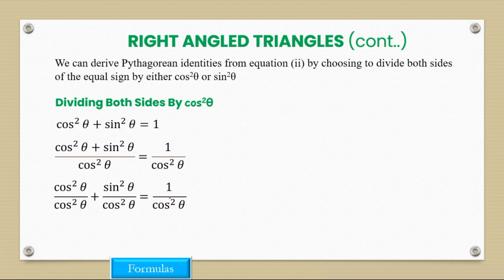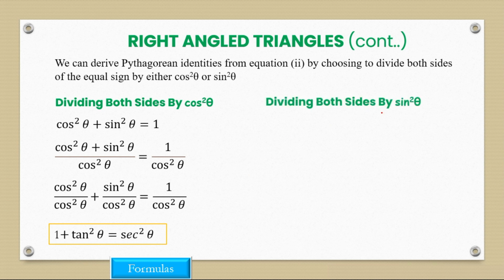And then on this other side, we have sec squared theta, because we said 1 over cos theta is equal to sec theta. Since the cos is squared, we'll have sec squared theta. And then we have this new equation: 1 plus tan squared theta is equal to sec squared theta. So this is also true in this case.